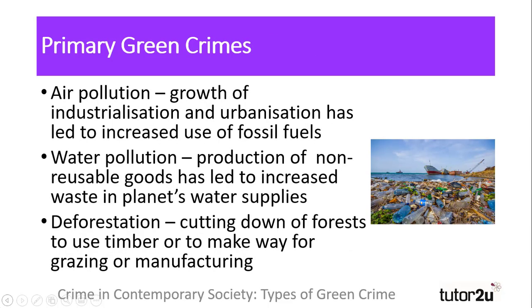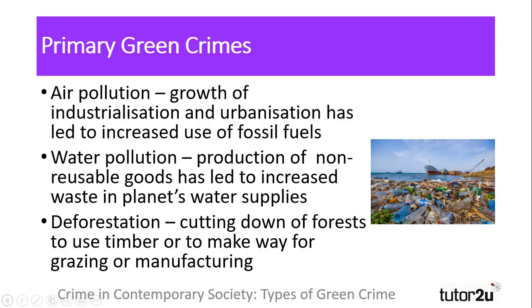Air and water pollution are two such examples of primary green crimes, and these have a devastating impact on the environment. Air pollution in particular has grown with the expansion of industrialisation and urbanisation, with pollution from increased numbers of factories, vehicles and homes, particularly in the developing world. This is also linked to the consumption of fossil fuels rather than using renewable energy sources. Water pollution has increased in recent years, with the growth of non-reusable goods such as single-use plastics in everyday life. Another factor in water pollution is the waste generated from manufacturing, which often contaminates local water supplies, particularly the use of chemicals.